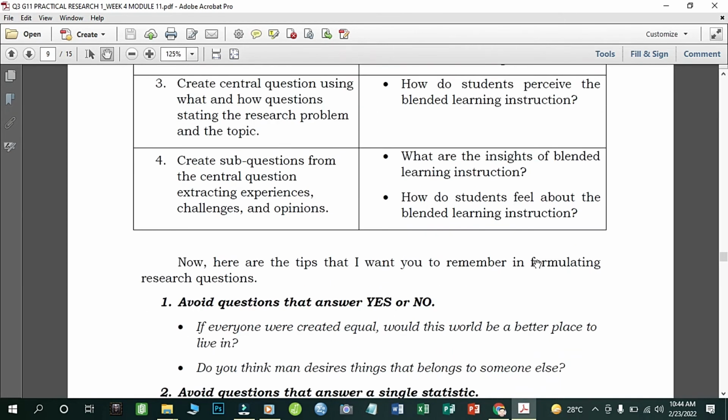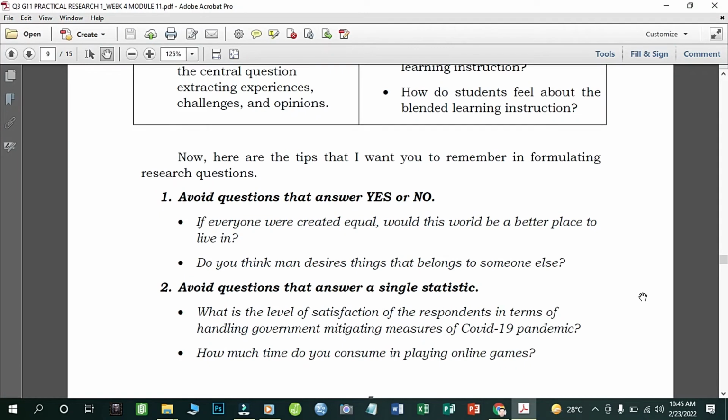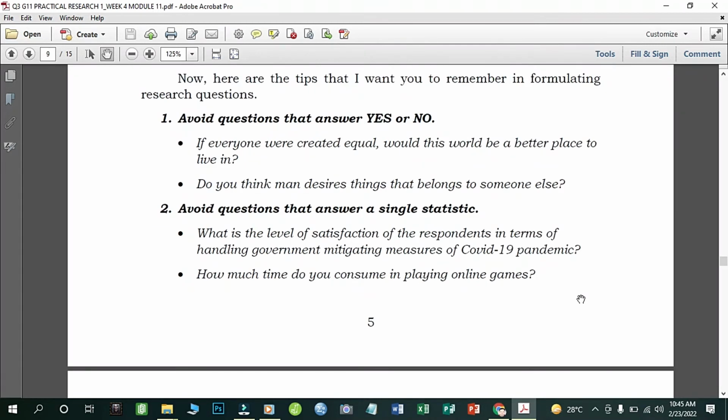Now here are the steps that I want you to remember in formulating research questions. Number one, avoid questions that answer yes or no. For example, if everyone were created equal, would this world be a better place to live in? This is a yes or no question. Or, do you think man desires things that belong to someone else? Avoid these questions. And number two, avoid questions that answer a single statistic. For example, what is the level of satisfaction of respondents in terms of handling government mitigating measures of the COVID-19 pandemic? This is more of a statistical tool.